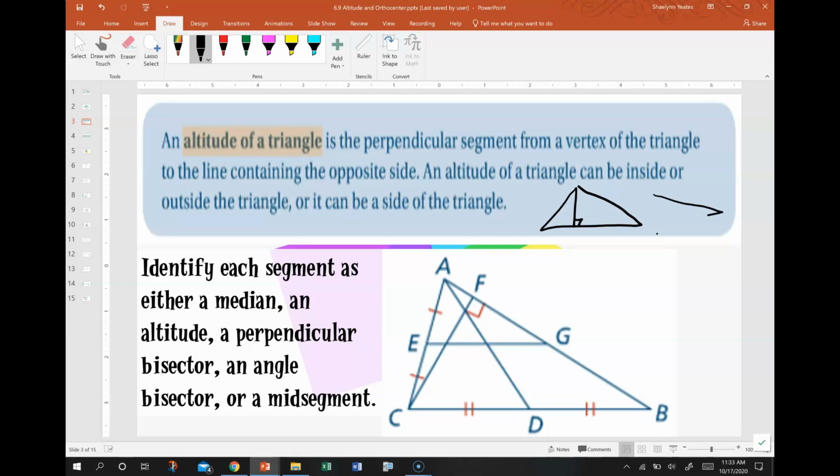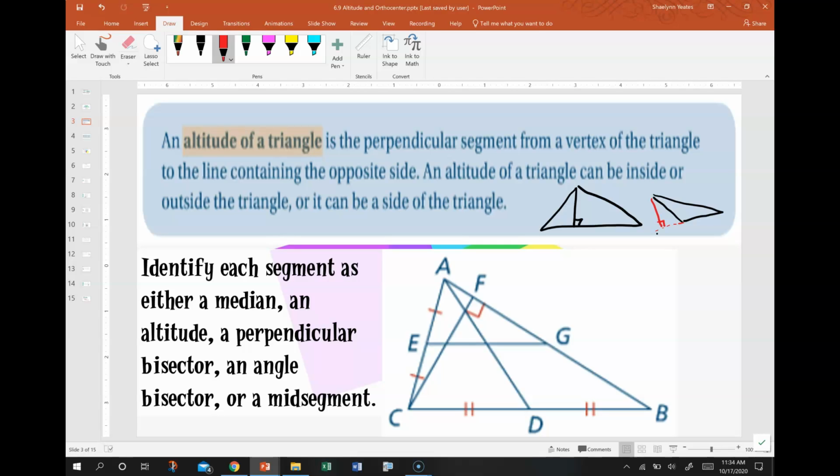Even if it's a weird triangle like this, we would extend the bottom line and then go from the angle straight down. Okay? That's when we talk about altitude. We're talking about this perpendicular height of a triangle. It can be inside or outside of the triangle because sometimes, like you can see on the triangle I drew second, you have to extend a line to create that perpendicular, because there's no way you can do it inside the triangle.